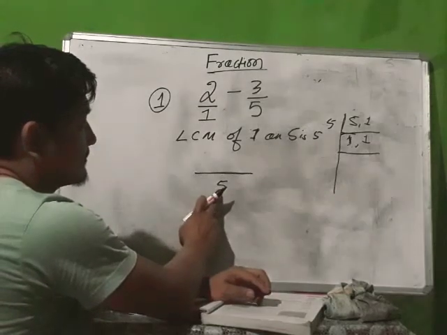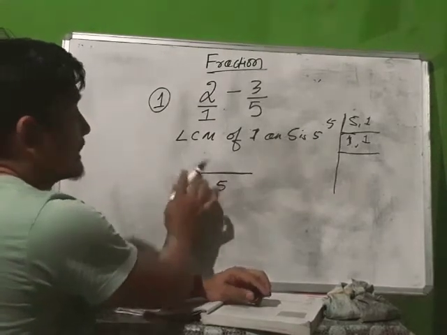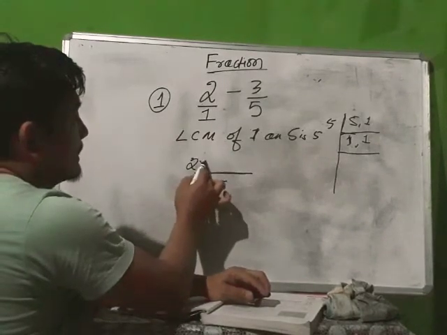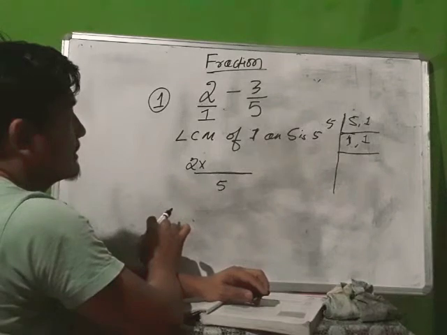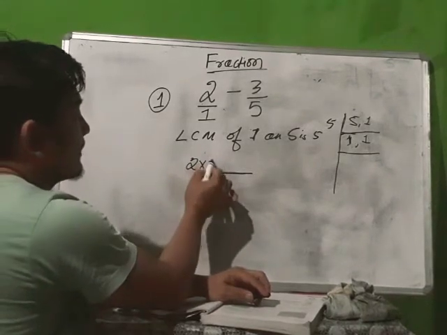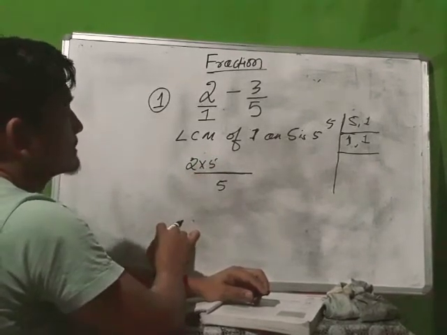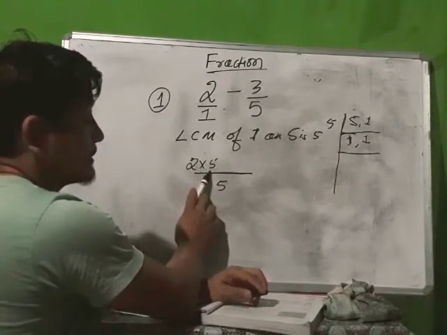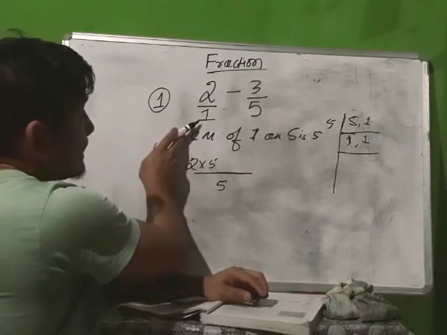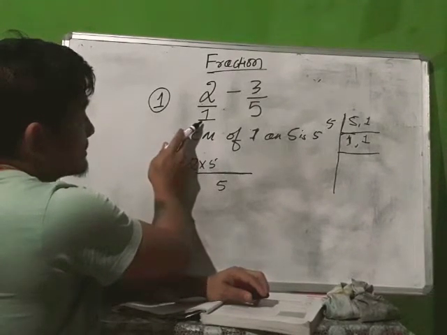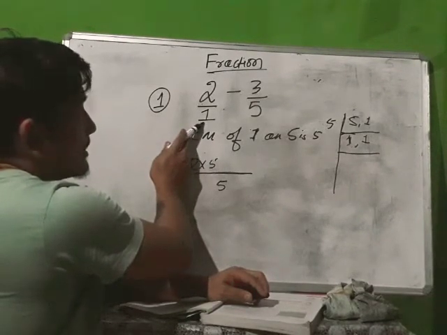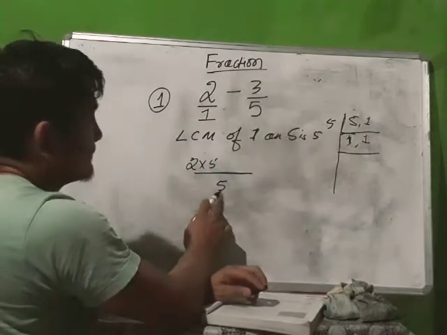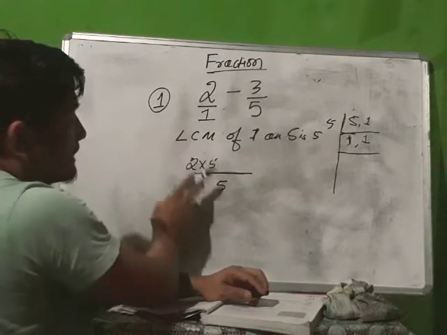Okay, so once you get the 5 here, what will you write at the top? Here you have 2. So 2 multiplied with 5. How are you writing 2 multiplied with 5? Here you have to look at the denominator. So 1 multiplied with 5 will come as 5. So you have to get 5 by using 1.